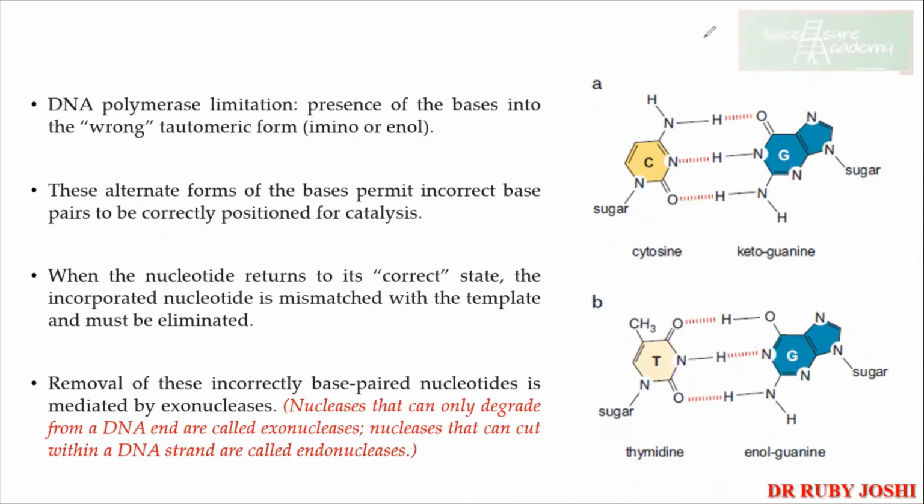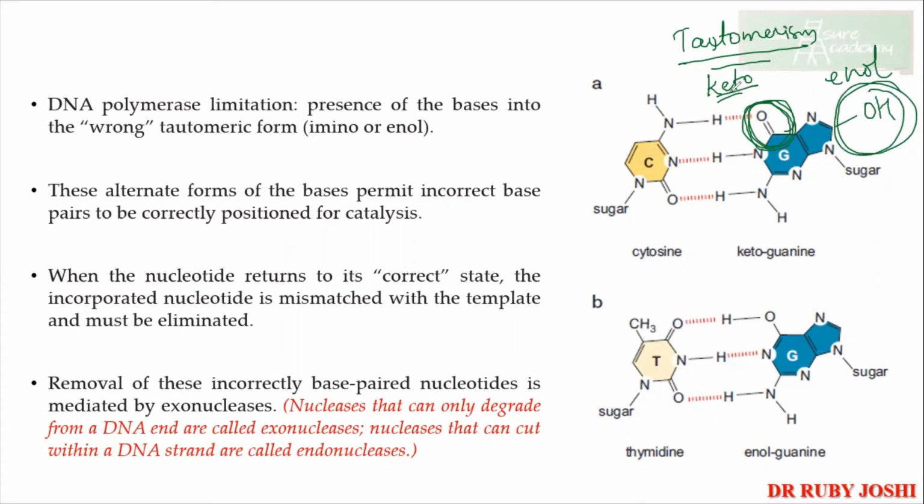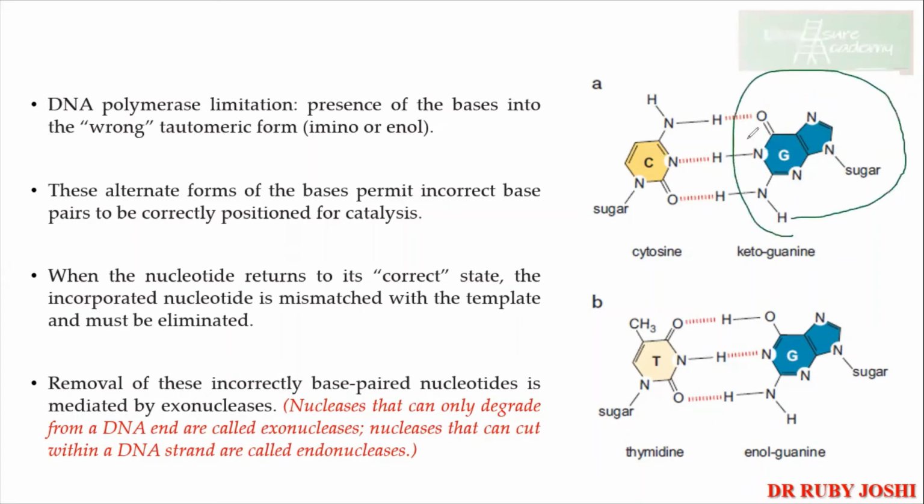Okay, so proofreading activity is required because of tautomerism. Now, what is tautomerism? Your bases can exist in the keto form, meaning a double bond to O, or the enol form, where you have an OH group. This is keto to enol form. For example, your guanine is basically a keto guanine, which can base pair with cytosine. So you can see it can form 1, 2, 3 base pairs, hydrogen bonds.